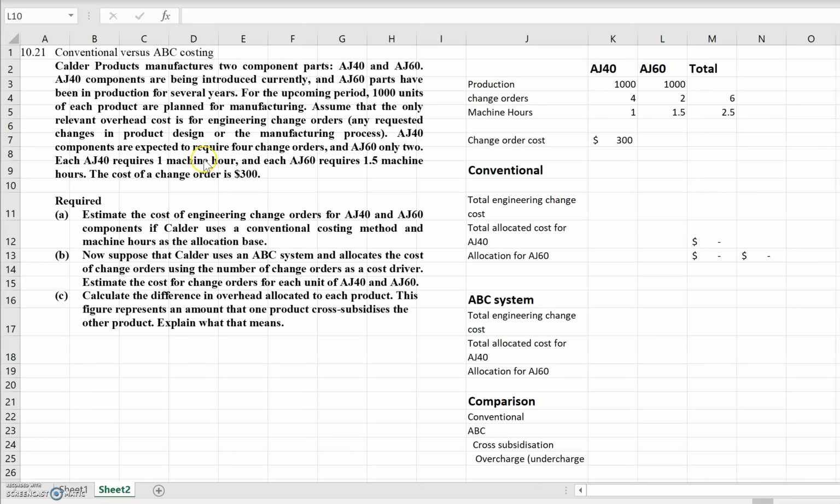Now, AJ40 requires 1 machine hour, AJ60 requires 1.5 machine hours. So 1 machine hour for AJ40, 1.5 for AJ60. Okay, the change order cost is 300. So the total change ordering cost is going to be 300 times 6. So that's the total.